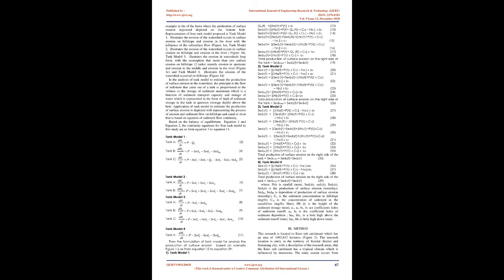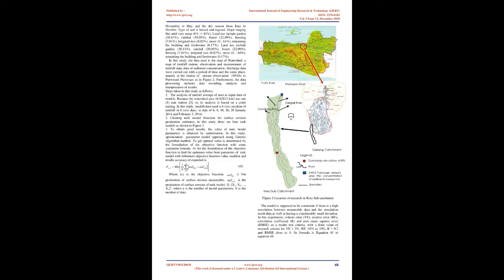The application of the tank model to estimate the production of surface erosion is depicted by representing the process of erosion and sediment flow on the hillslope and canal or river, based on the equation of sediment flow continuity. Based on the balance of equilibrium, equation 1 and equation 2, the continuity equations for the 4 tank model in this study are as in equation 3 to equation 11.